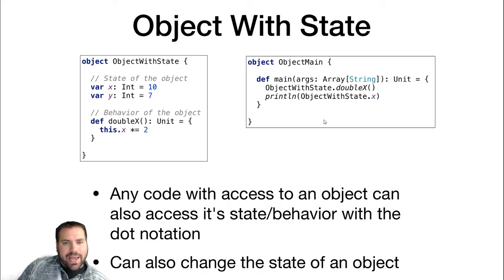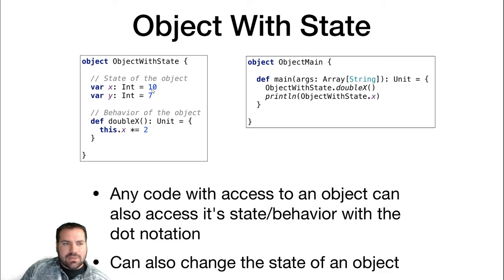And then if we want to access that anywhere in our code, say we have this other code in another file somewhere, and I'm assuming they're in the same package, so I don't have my package declarations and imports here. But if they're in different packages, we would have to import ObjectWithState. And then anywhere in our code that has access to ObjectWithState, I can call doubleX. So in this main method, the very first line of code that's executed is just grabbing ObjectWithState and calling doubleX from this object. And then when I print ObjectWithState.x, I can access that state variable.